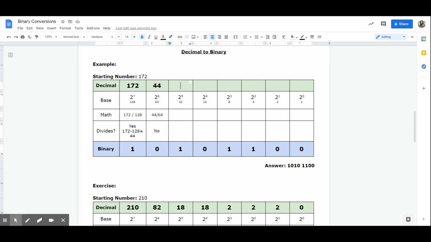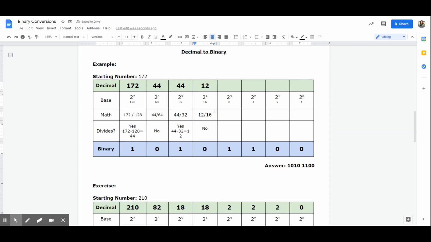Can 44 be evenly divided by 32? The way I think of it is, can all of 32 fit into 44? And yes, it can. So if you take 44 and subtract 32, now our remainder is going to be 12. So that remainder goes up here into the top. Can 12 be evenly divided by 16? No. And the way I think of it, can all of 16 fit evenly into 12? That's a no. So your division problem is, can 12 be divided by 16?